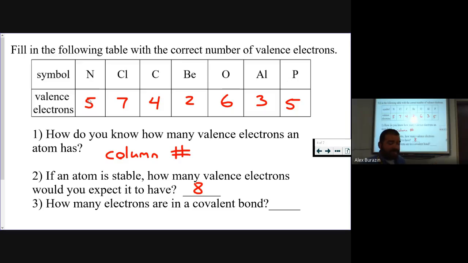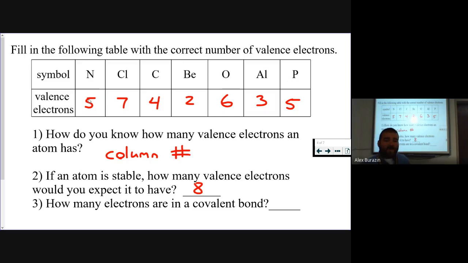If you look at all the noble gases, the very last column, they all have 8 valence electrons with the exception of helium, which is in row 1. And those are the stable elements, right? We recognize that 18th column or the 8th column, those are all stable atoms and elements.